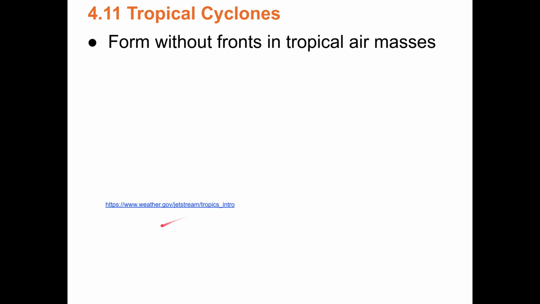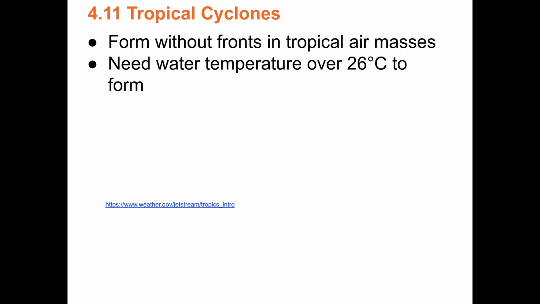I put a link down here to the Weather Service's Jetstream information service that has brief informational pages on various weather topics, including here's what you need to know about tropical cyclones. So I would check that out. It's got important information that can help you understand and enjoy this part of the chapter on tropical cyclones. So to make a tropical cyclone, you need water temperatures over 26 Celsius, 82 Fahrenheit, about that, for them to start.